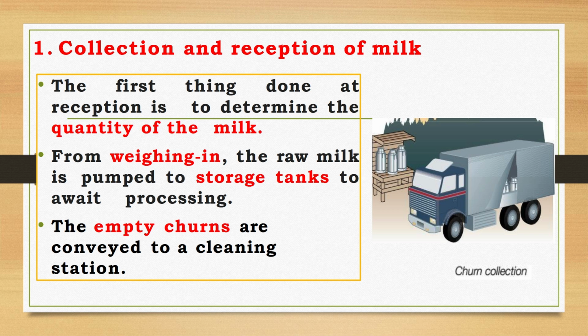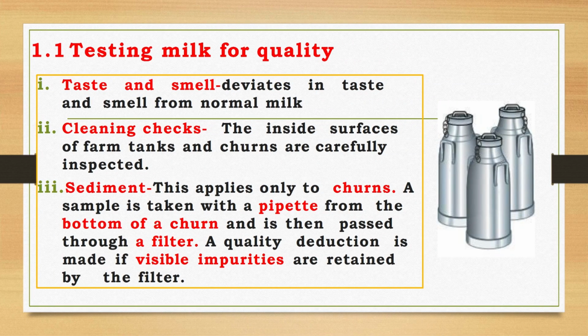The first thing done at reception is to determine the quantity of the milk. From weighing in, the raw milk is pumped to storage tanks to await processing. The empty churns are then conveyed to a cleaning station. The slide shows a photo of traditional milk churns being collected, which is a common sight in many parts of the world. An essential part of reception is testing the milk for quality.